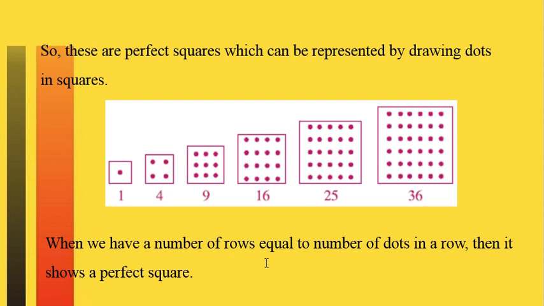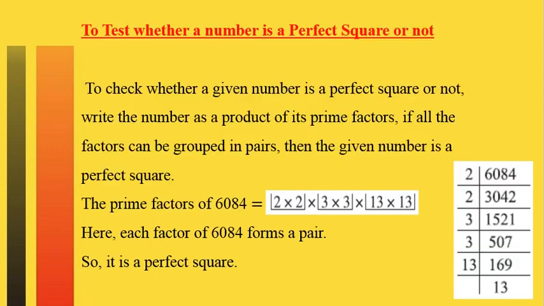Okay, when we have a number of rows equal to the number of dots in a row, then it shows a perfect square. Means how many rows are there? 2 rows are there. Okay, and how many dots in a row? That is also 2. So how many rows are there? 1, 2 and 3. And in a row, how many dots? It is also 3. So this is the way we can draw a square pattern.